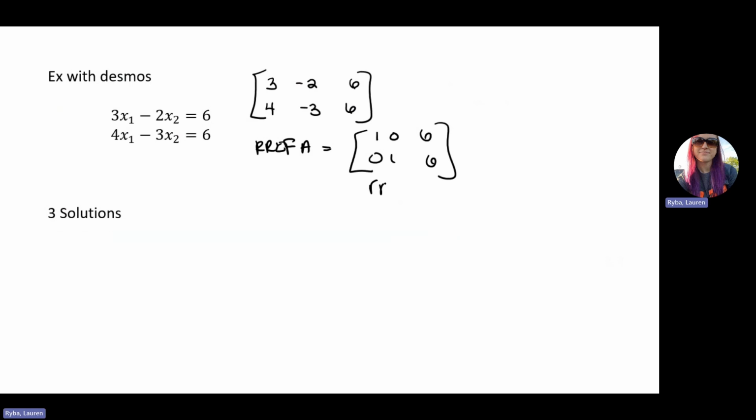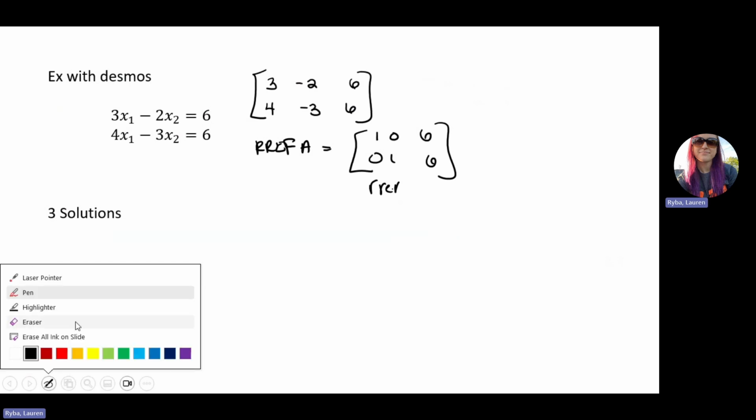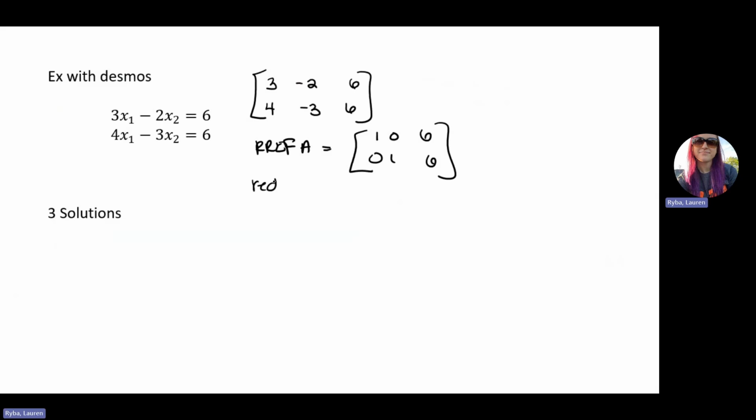Okay, so this is reduced row echelon form. Let me write the actual word out. What this is actually doing is we've created what is called an identity matrix on the left-hand side. The identity matrix is solely comprised of ones and zeros, 1 on the diagonal, 0 everywhere else, so that we can then have our solutions on the right-hand side here.